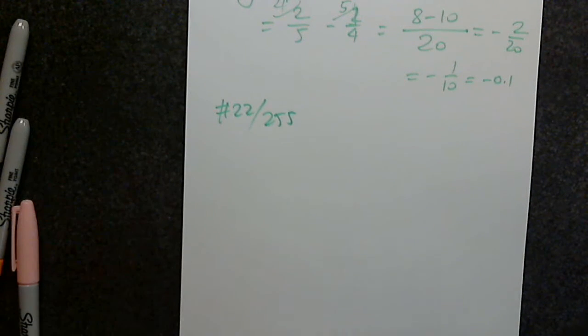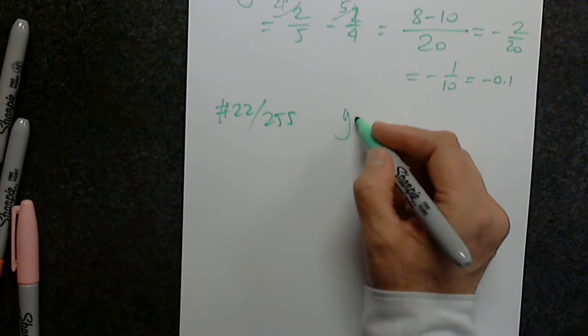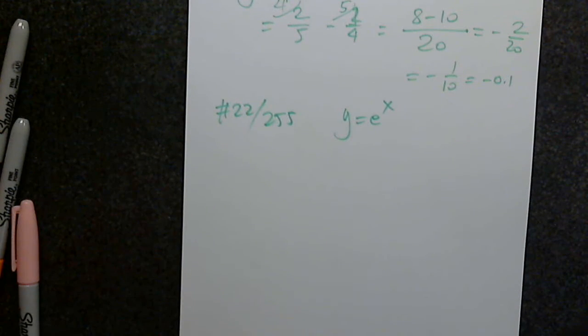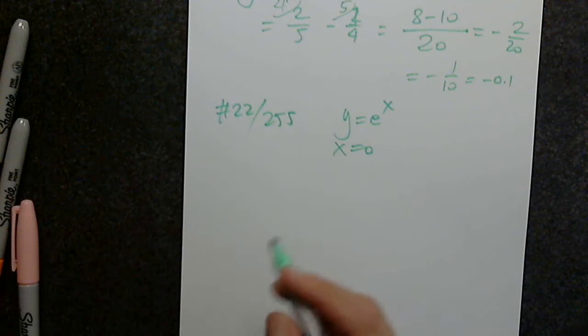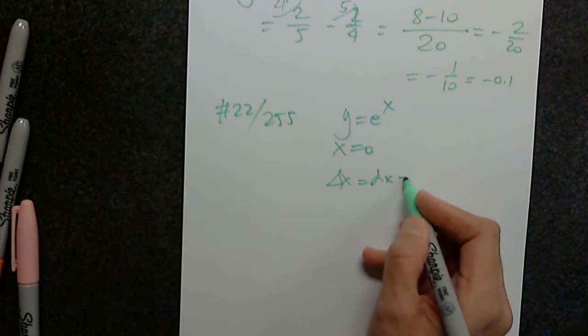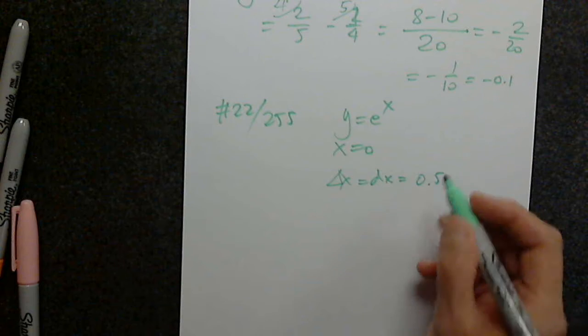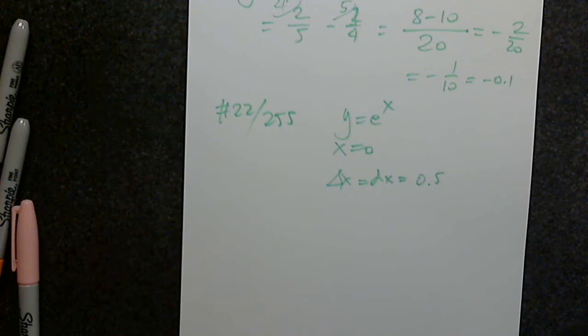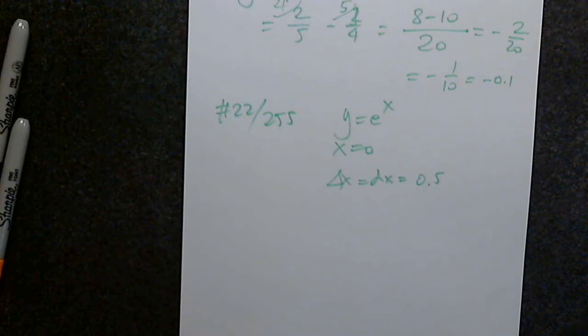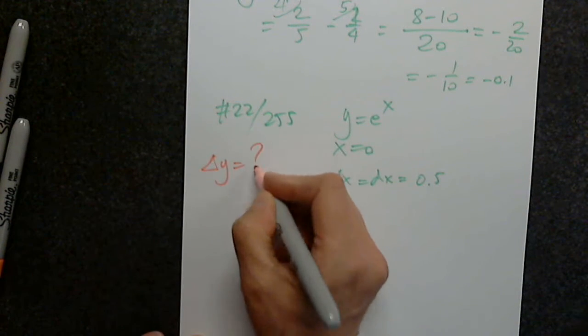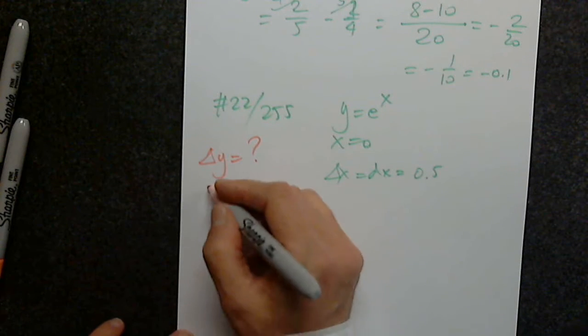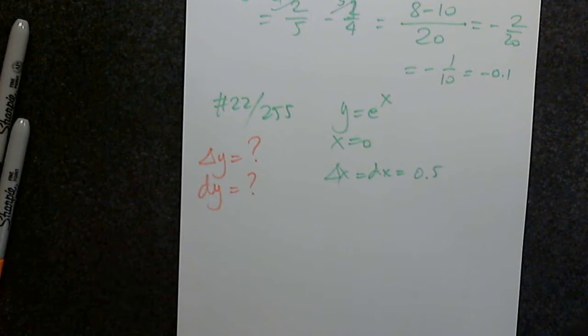We're given y equals e to the x. We're given x equals 0. And we are given delta x, of course, equal to dx, which is 0.5. Same question. We're asked to find delta y, which is the exact and requires more work, and dy, which is the approximate or the estimate, which requires much less work.